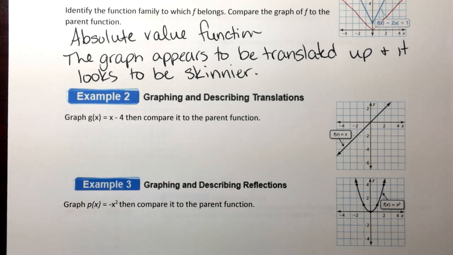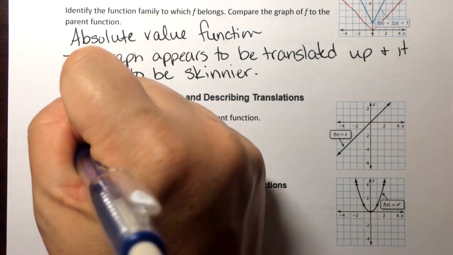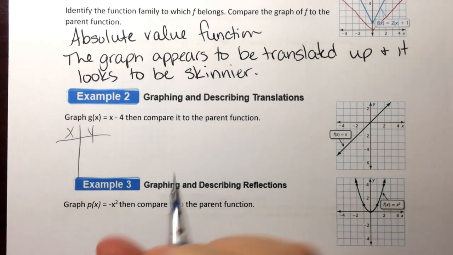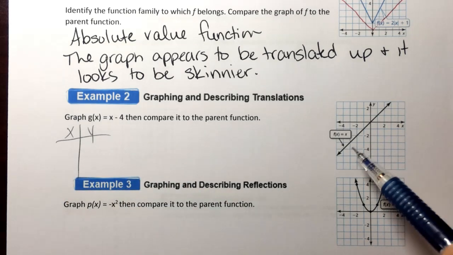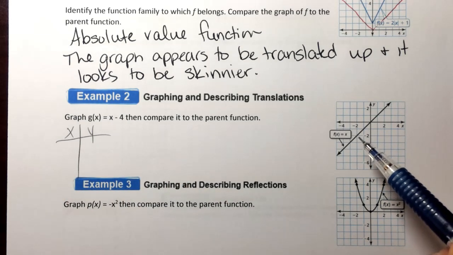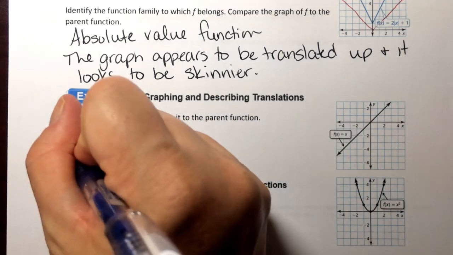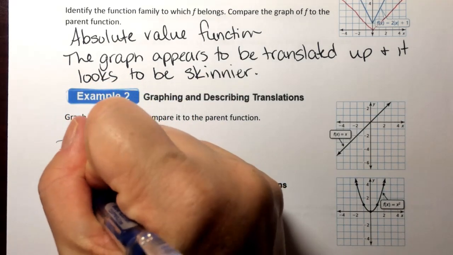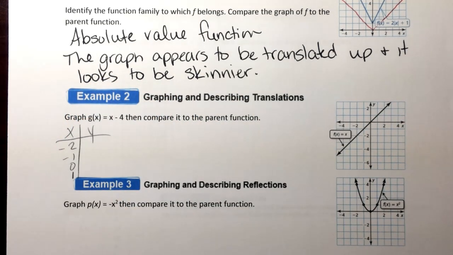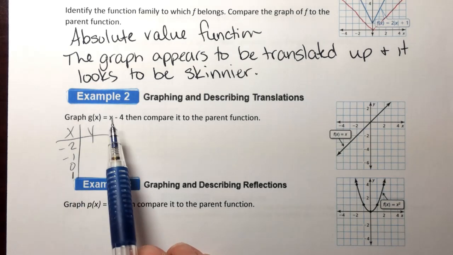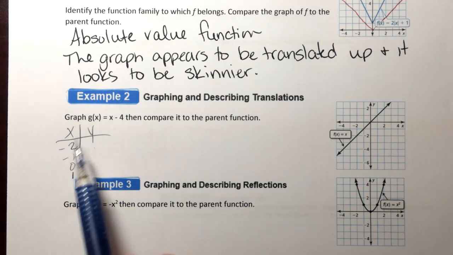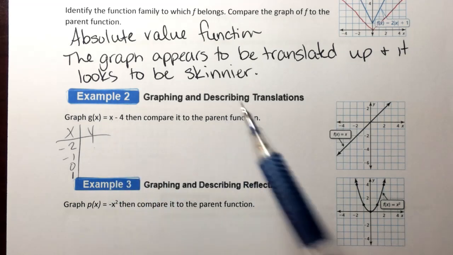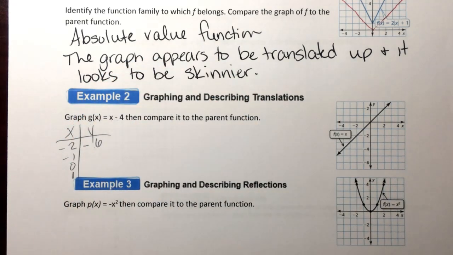So for example, if I made an x and a y table and I just picked some values, I do want some negative values because I want my graph in the negative section. All right, so let's do -2, -1, 0, and I have room for 1. And so all we're going to do is substitute in those values for x and get our y. So we have -2, so -2 minus 4 gives us -6.